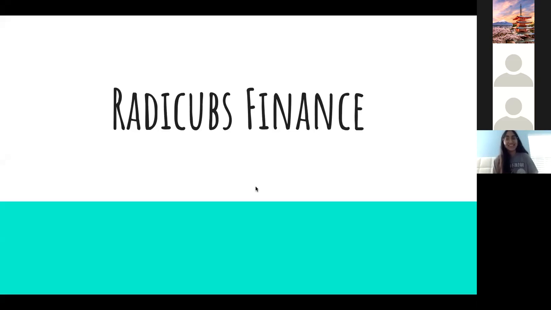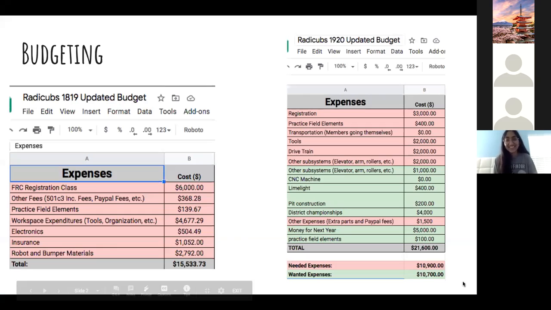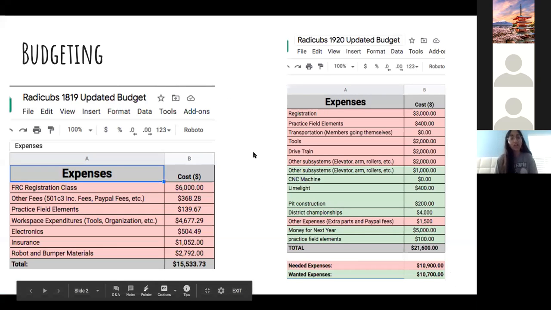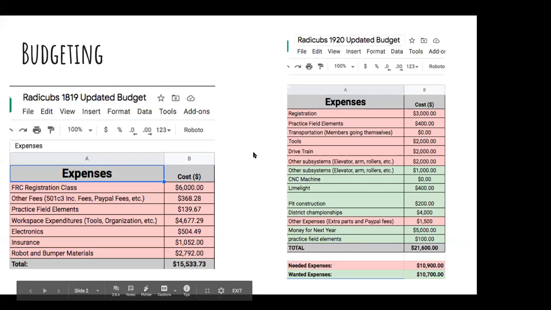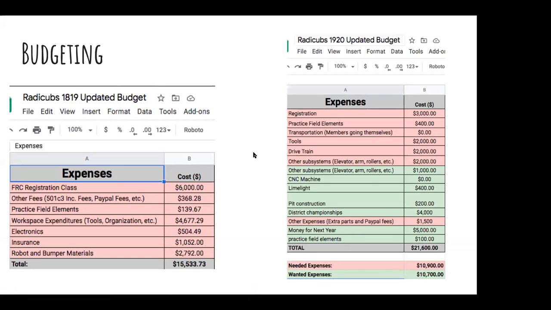So this is the Radicubs Finance. First thing that we need to go over, these are put in a specific order. The first thing I would say that's really important is budgeting.